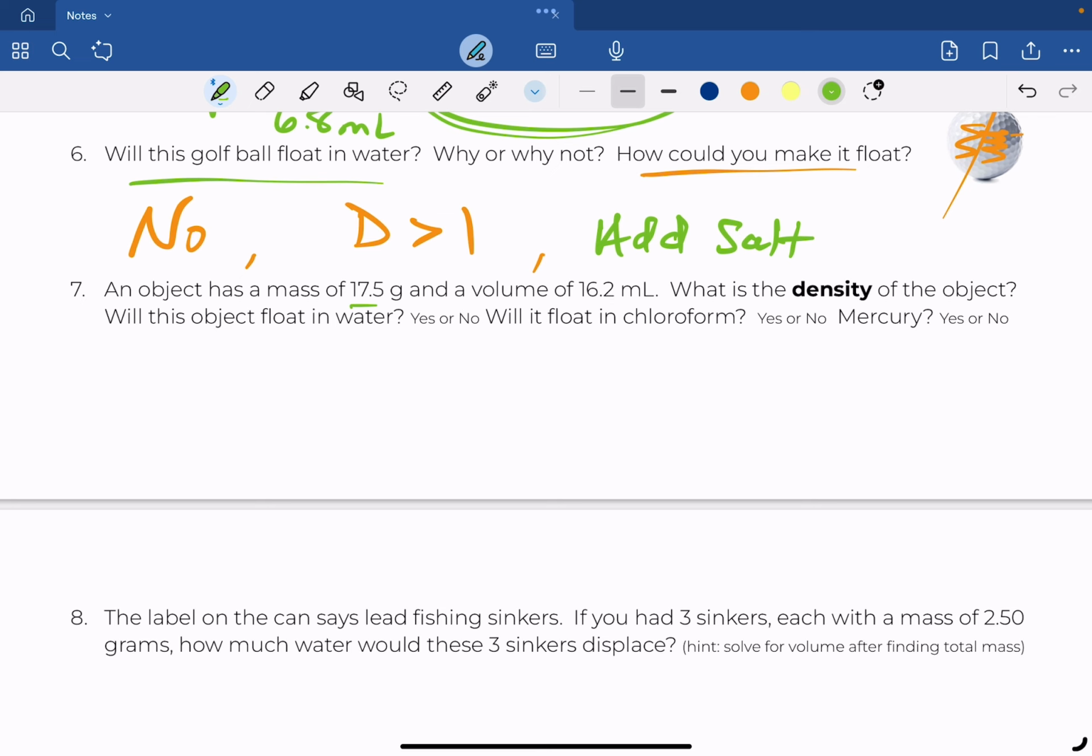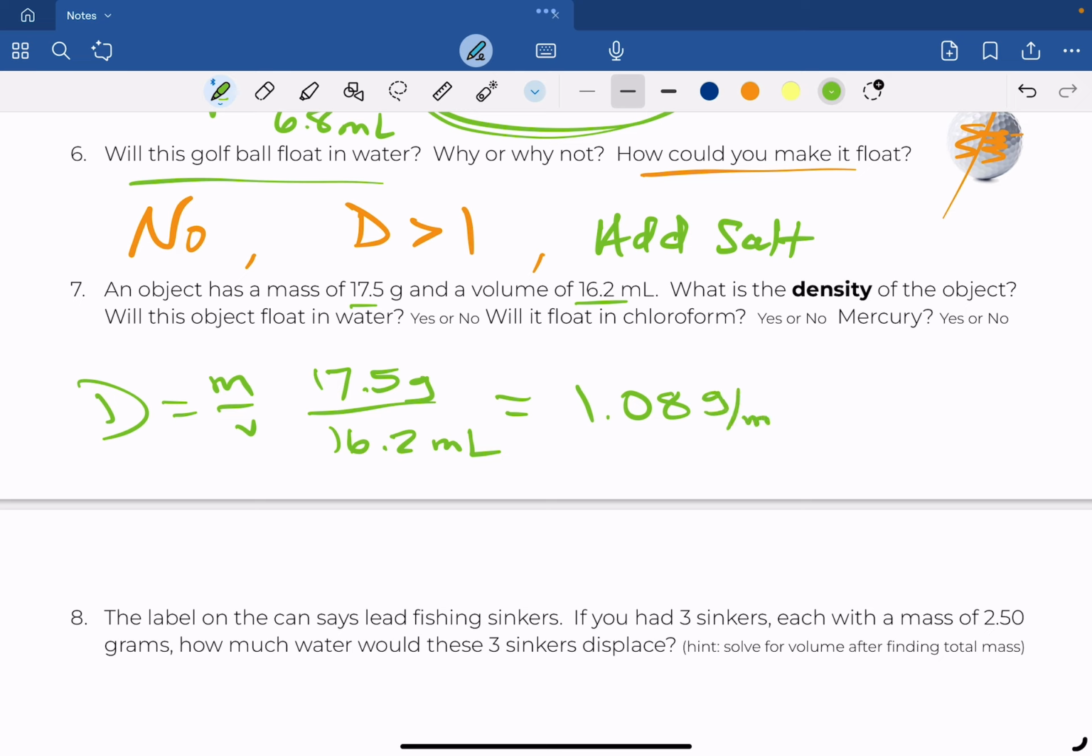All right, number 7. An object has a mass of 17.5 grams, volume 16.2. What is the density? Okay, don't know the density again, but we know the density formula. It is mass divided by volume, so 17 grams divided by 16.2 milliliters. And that would give you 1.08 grams per milliliter.